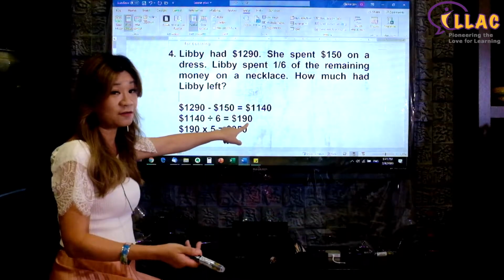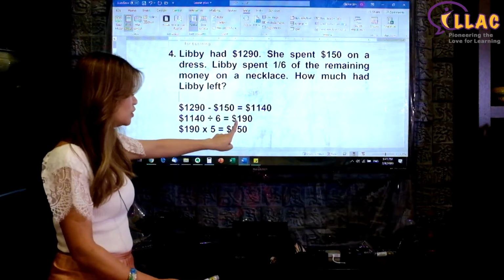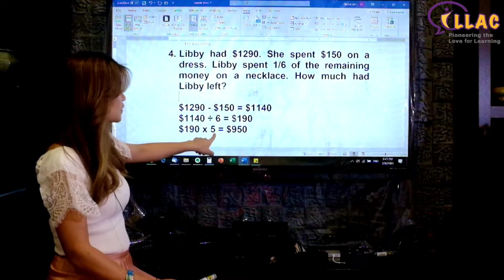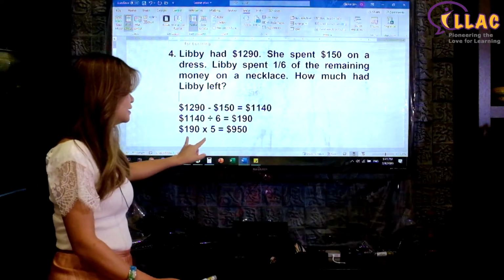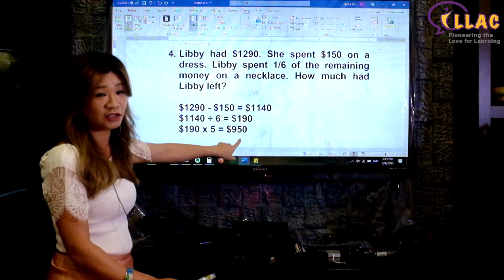How much is she left? So 6 units, take away this 1 unit, you're left with 5 units. So how much is Libby left? 190 times 5, you get the answer 950.